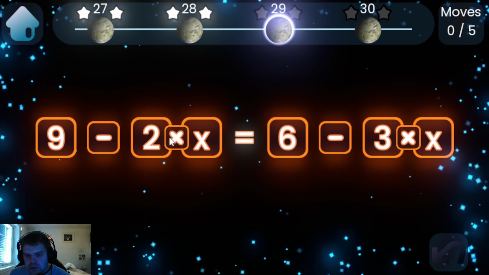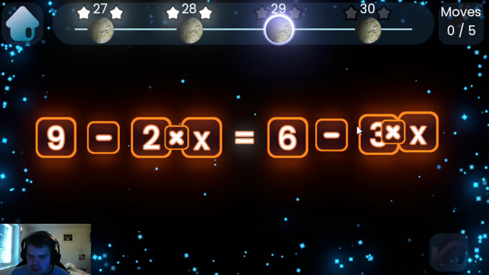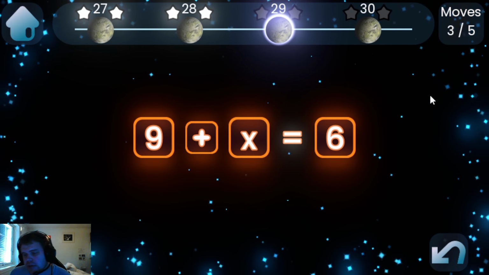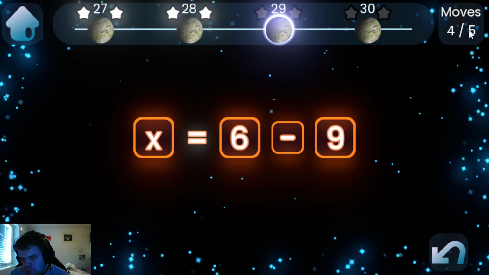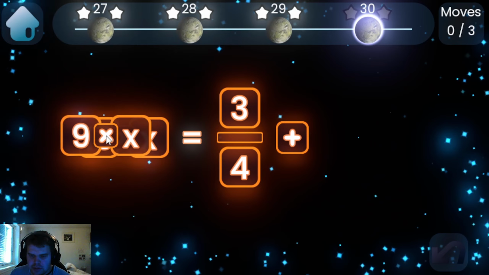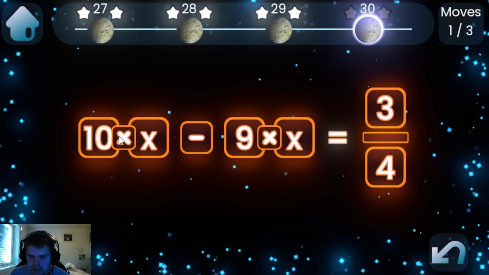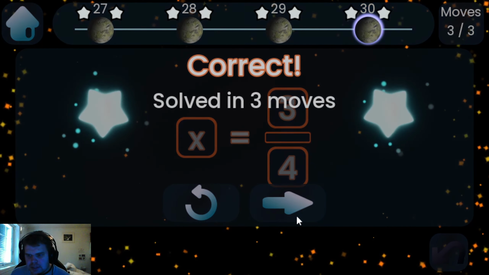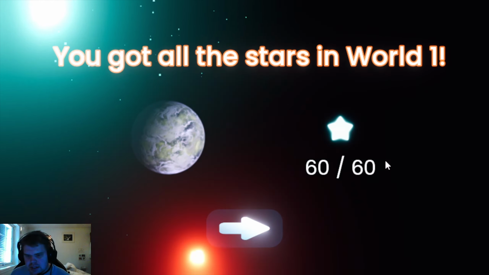So right here, you want to move this one over because this is the highest negative one, so you end up with a positive x on the left side. You don't have to do this to solve the level. You just have to do this to get the move goal. I'm explaining to get the move goal, right? So move 9 over because it's smaller than 10. And this fraction is just here to confuse people. So there you go. Nice. So that should be able to start Simp World 1. 60. Nice.